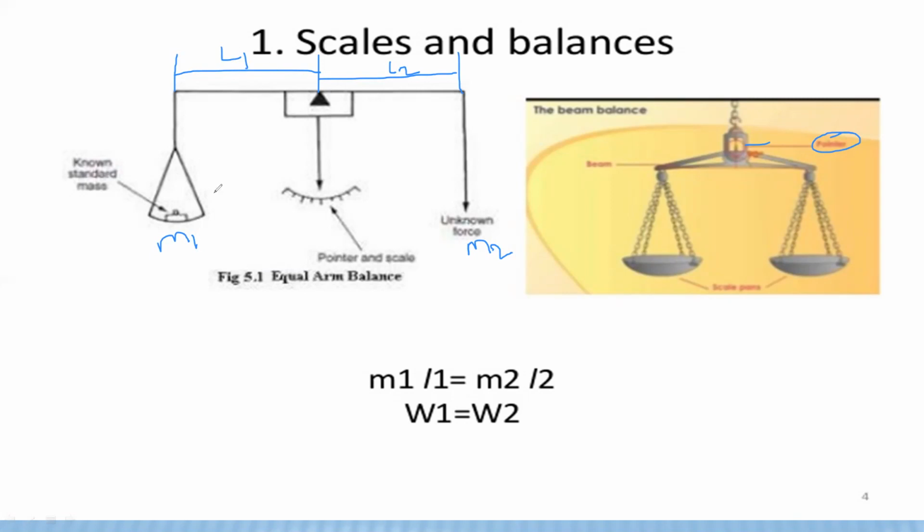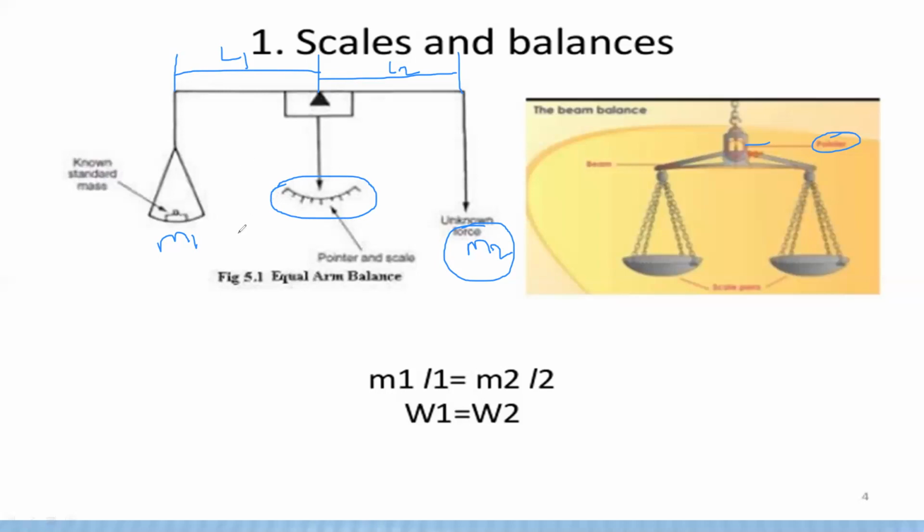Okay, so the standard mass M1 and the length L1, the unknown mass M2 and length L2. I'm calculating this M2 value. How should you calculate this M2 value? It means the pointer scale shows how much deflection is placed from the standard mass to the unknown mass.